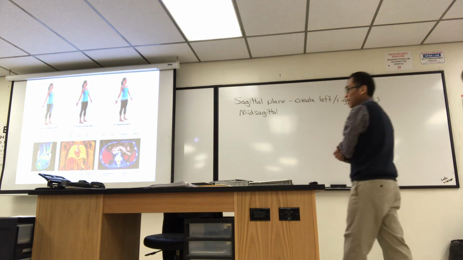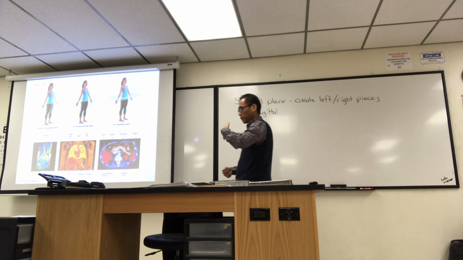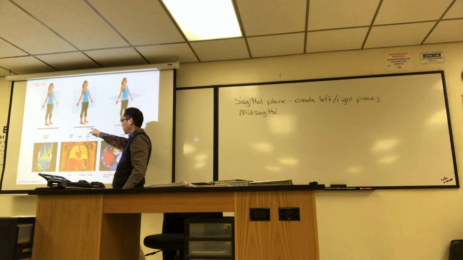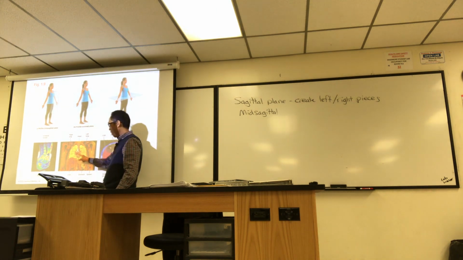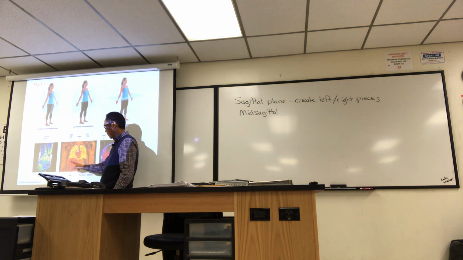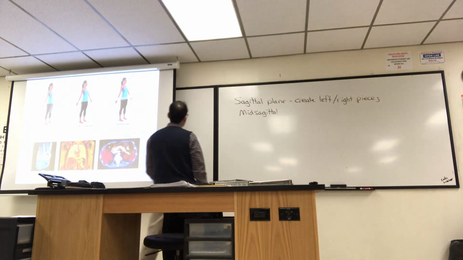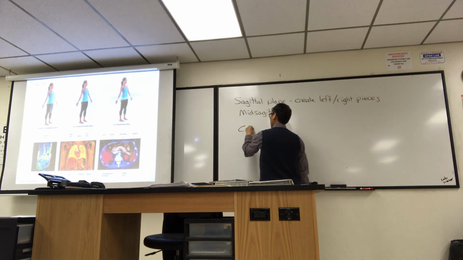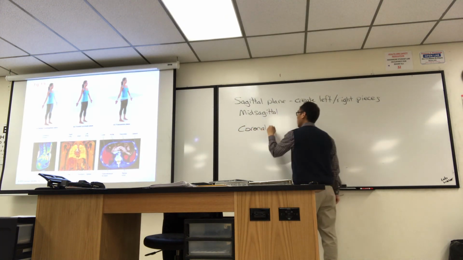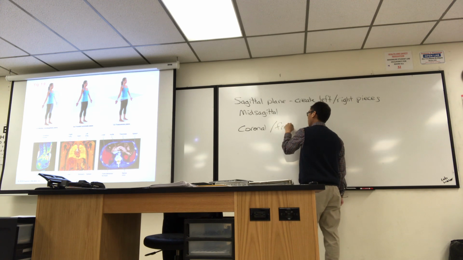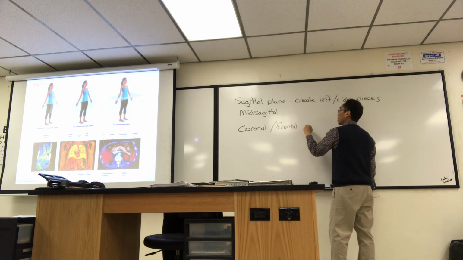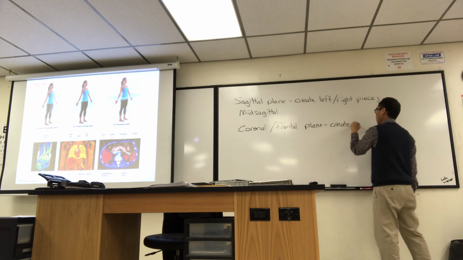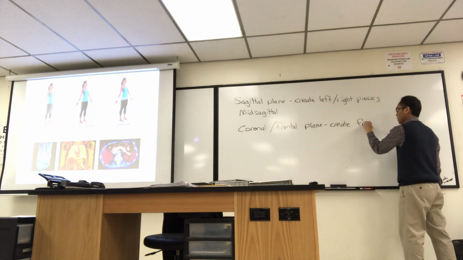Now, if you cut, creating pieces that are kind of front and back, this middle one, that's called a frontal or coronal plane. With this view here, you can see the lungs and the heart and the liver and other organs there. Coronal, frontal plane. Create front and back pieces.